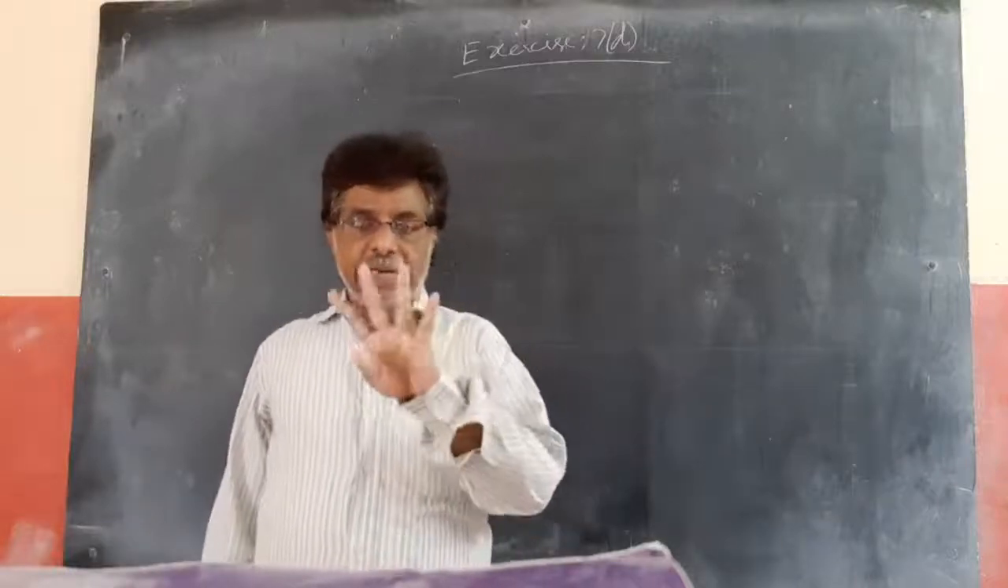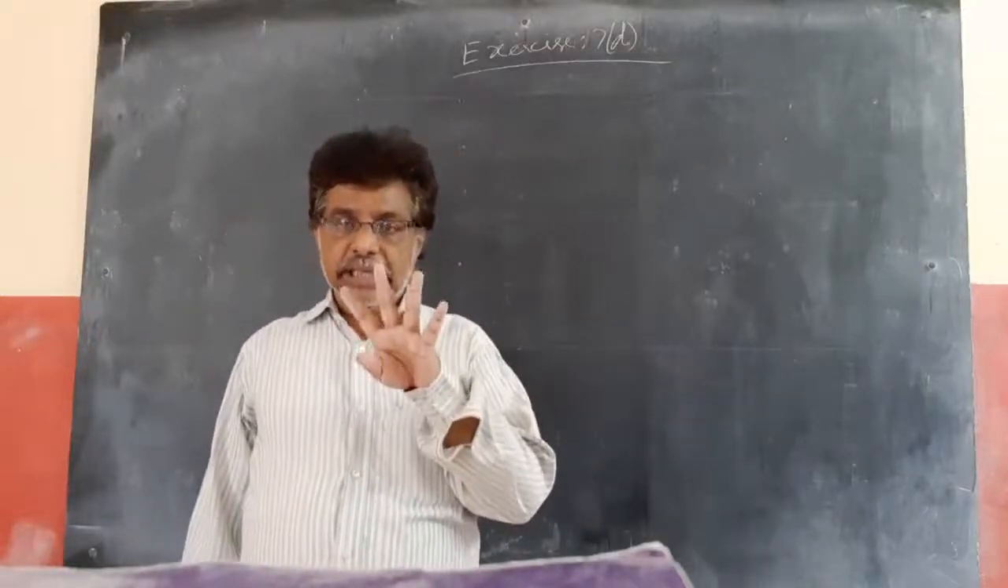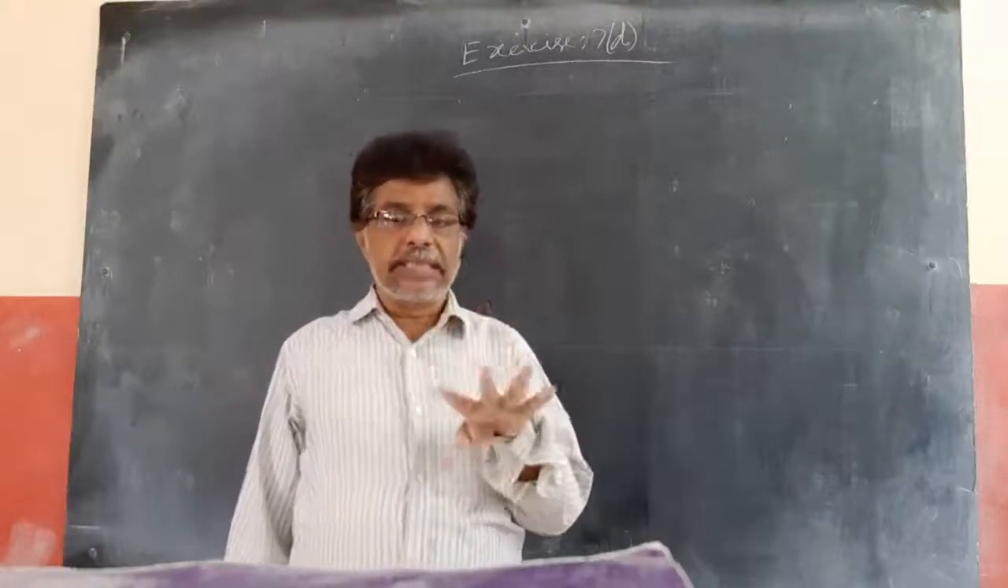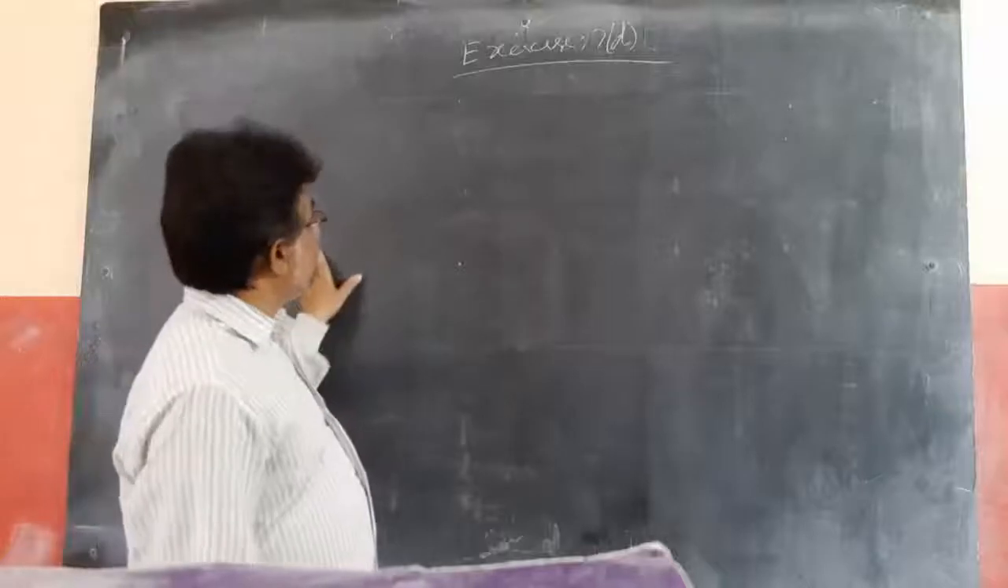First, there are 4 methods. Out of the 4 methods, they will do 2 seven-markers or at least 1 seven-marker. So learn all the 4 methods. Very simple methods, very important methods.